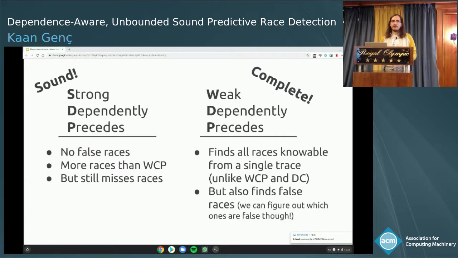So to recap everything, we have two new methods of finding data races. Strong dependently precedes, which is a sound method that finds no false races and beats prior work in terms of race detection capabilities. And weak dependently precedes, which is a complete method, meaning that it finds all races that are knowable from a single execution trace. It also finds false races, but we do have a method of filtering those out.